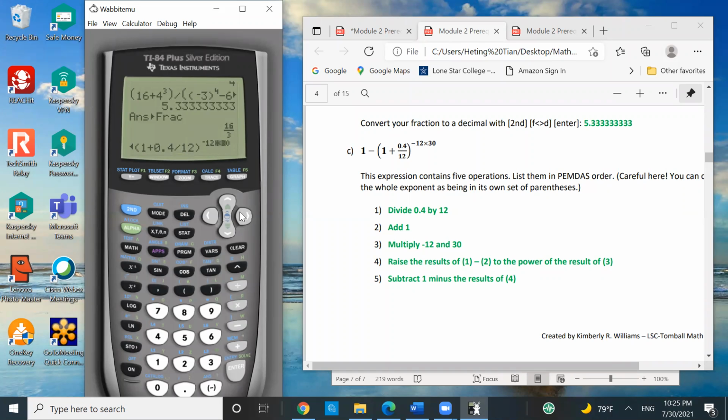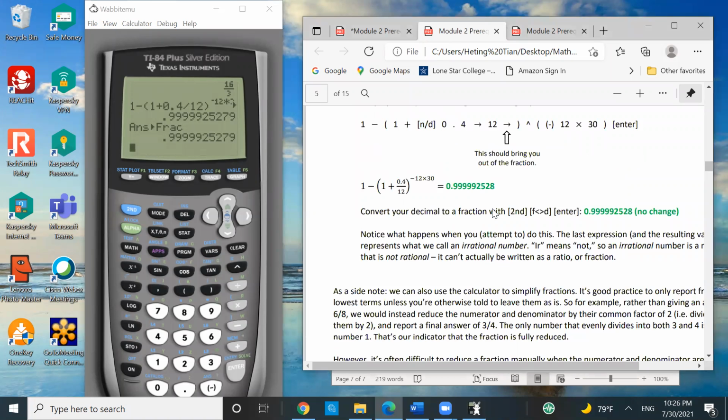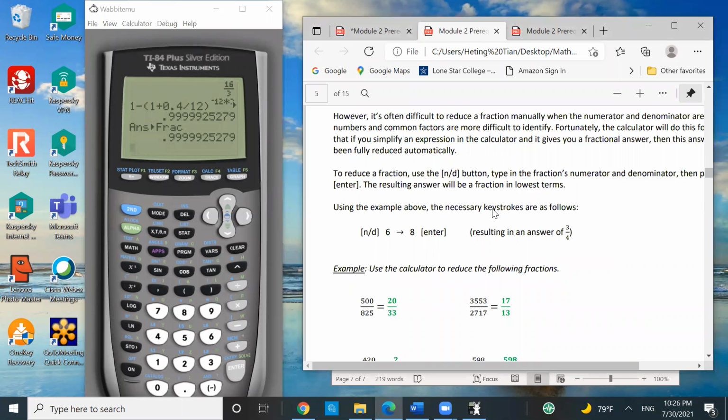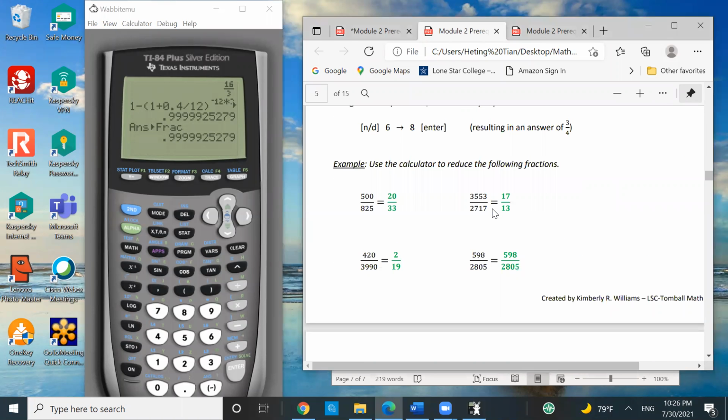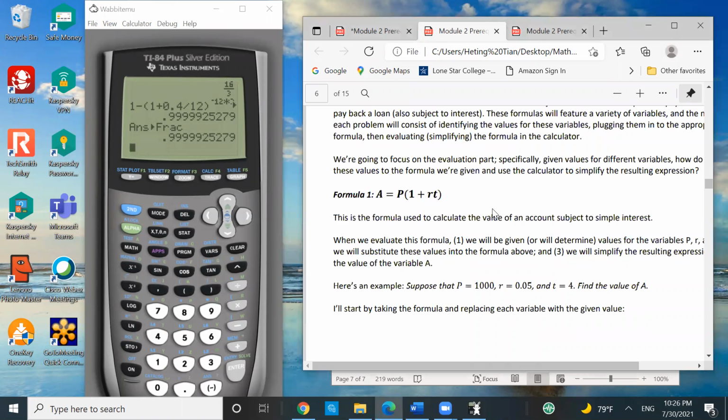So let's hit enter. You can also convert it to the decimals by hitting math fractions. That's the first one, and hit enter. Oh, so this one cannot be converted to the fraction. So just leave the decimals there. Okay, let's see. So this part, you reduce it to the fractions.